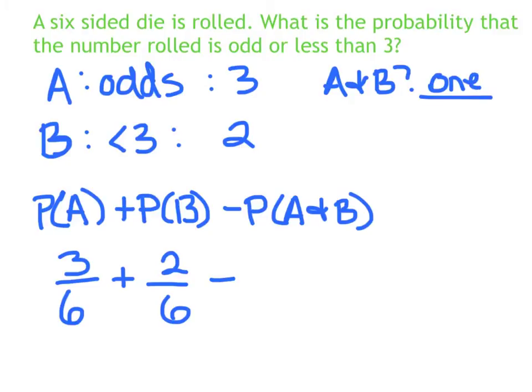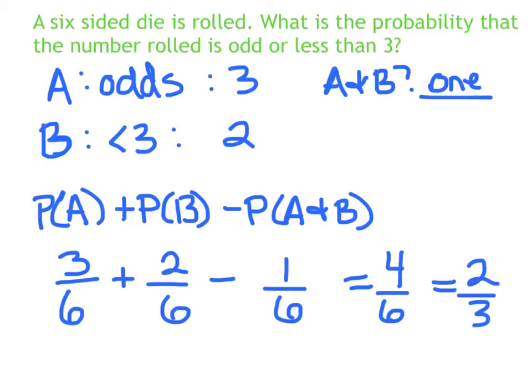1 is the only odd number less than 3. So minus 1 out of 6. And when you put those together, 3/6 plus 2/6 minus 1/6, you get 4/6. And reduce that fraction, it's 2 out of 3, 2/3, or 66.67% chance.